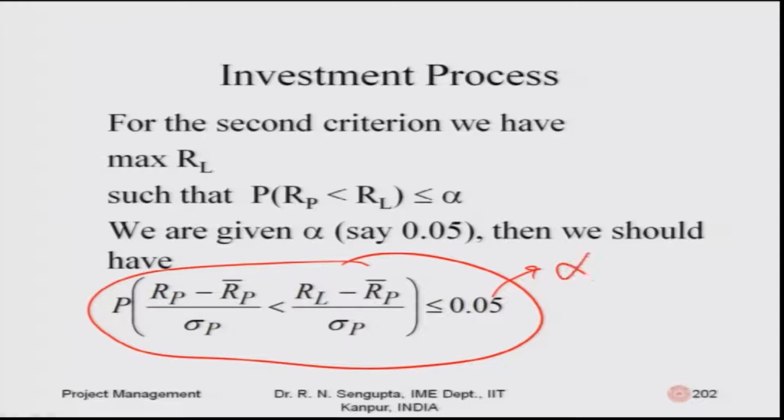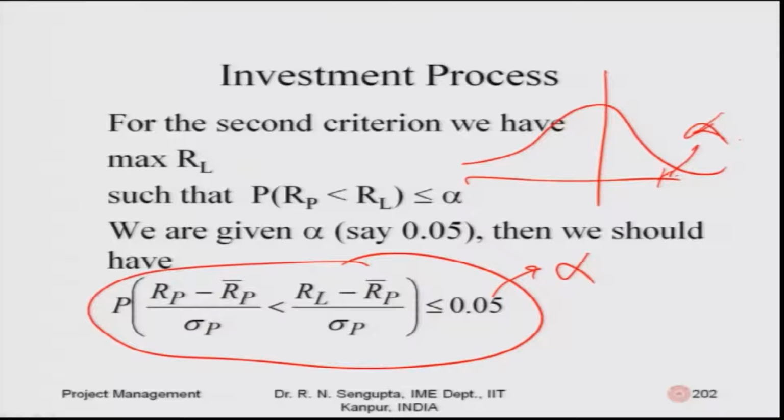This is the value of alpha, and if you have the distribution as given, this is the mean value, and this alpha value is given, then you can find out accordingly what the second concept of safety first principle is, and how it can be utilized to find the rank of the projects for the portfolios.